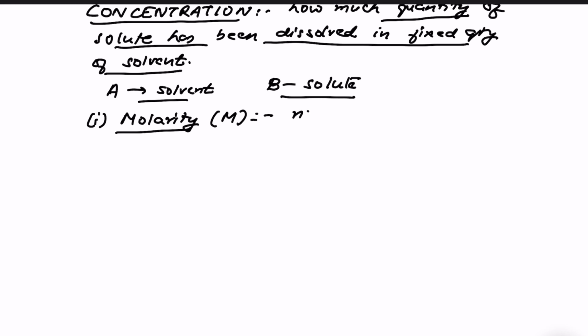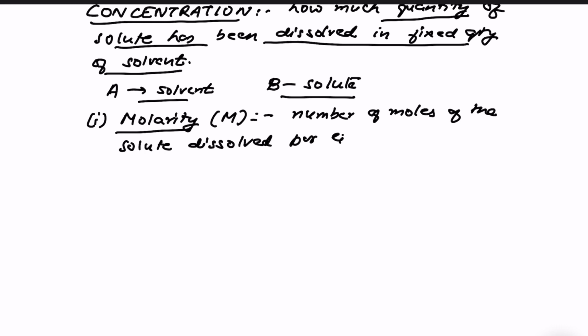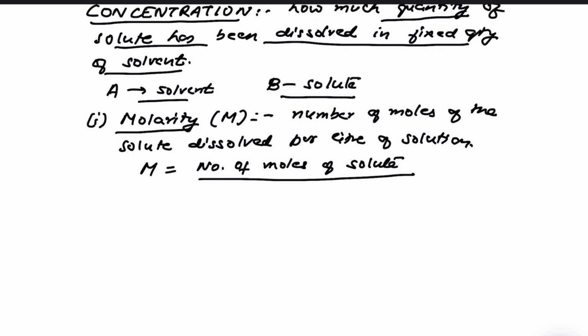Molarity is defined as the number of moles of solute dissolved per liter of solution. How many moles of the solute have been dissolved in 1 liter of the solution? That is known as molarity. So I can write molarity is equal to the number of moles of solute divided by the number of liters of solution.